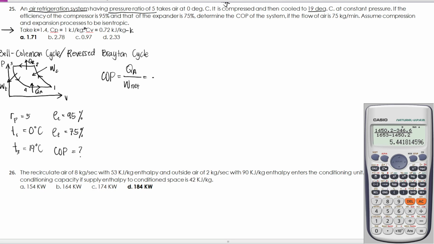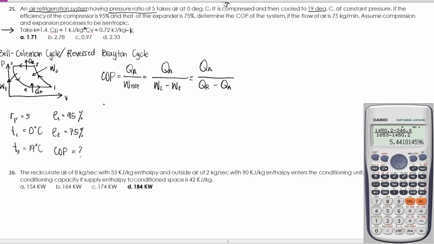Yung work net input dito, hindi na lang basta galing kay compressor. Kasi, yung expansion process dito, nagkakaroon din ng work transfer. Okay? Therefore, yung work net input natin dito is the difference na ng work input kay compressor at yung work output kay expander. Okay? So, ganun na yung ating magiging work net input kay reverse Brayton cycle. WC minus WE. Or, pwede rin naman na yung ating maging work net input dito will be in terms ng difference ng heat transfer as equal sa QR minus QA. Alright? Ayan.